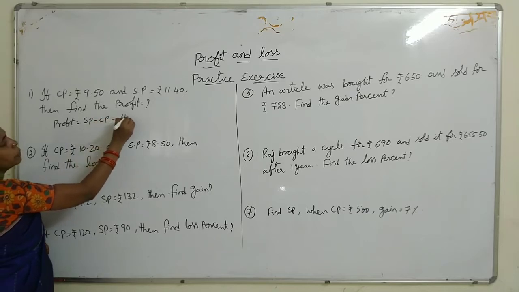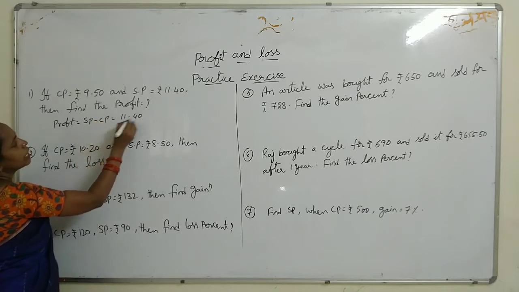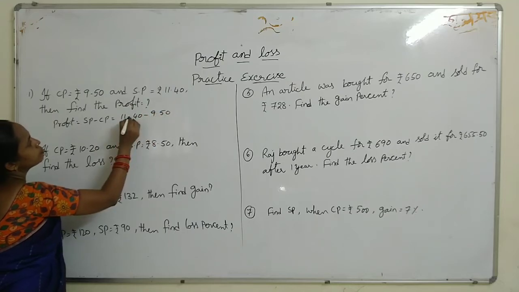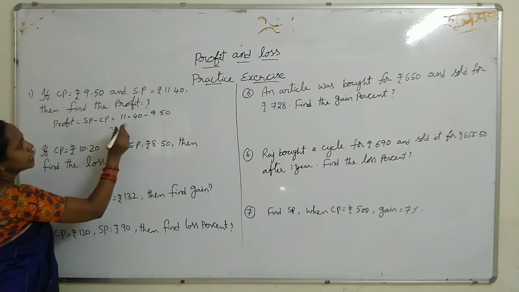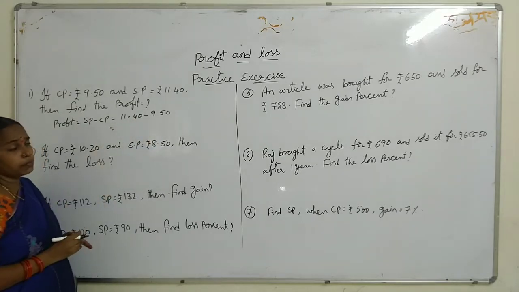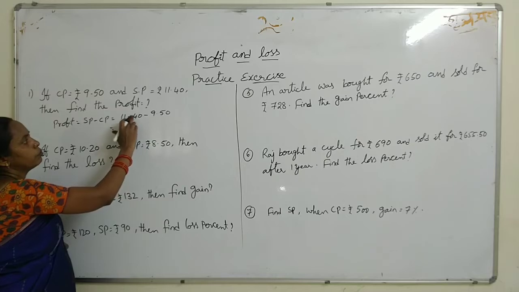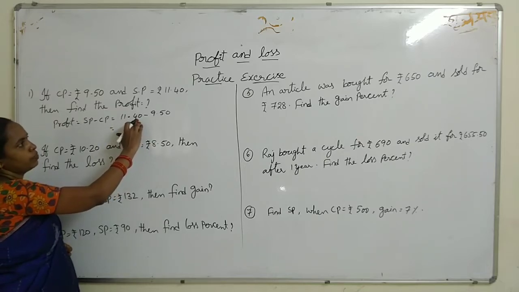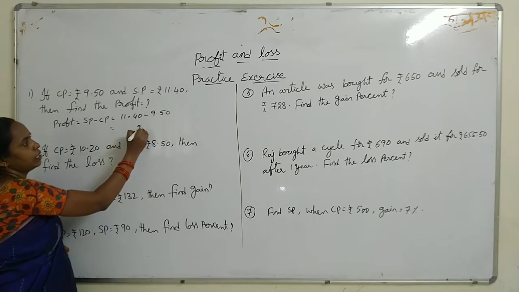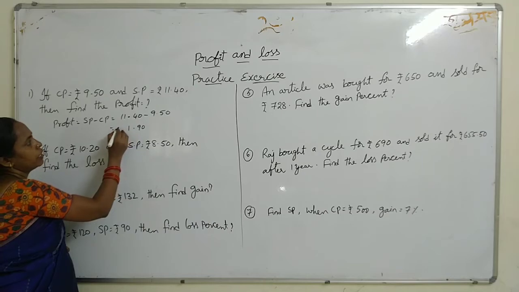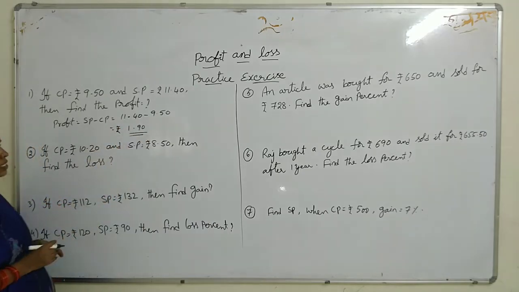That is 11 rupees 40 paise minus 9 rupees 50 paise. From 40 paise, 50 cannot be subtracted. So borrowing 1 rupee here. 1 rupee means 100 paise. 100 plus 40, 140 minus 50 means 90 paise. And here 10 rupees, 10 minus 9, 1 rupee. Then profit is 1 rupee 90 paise.